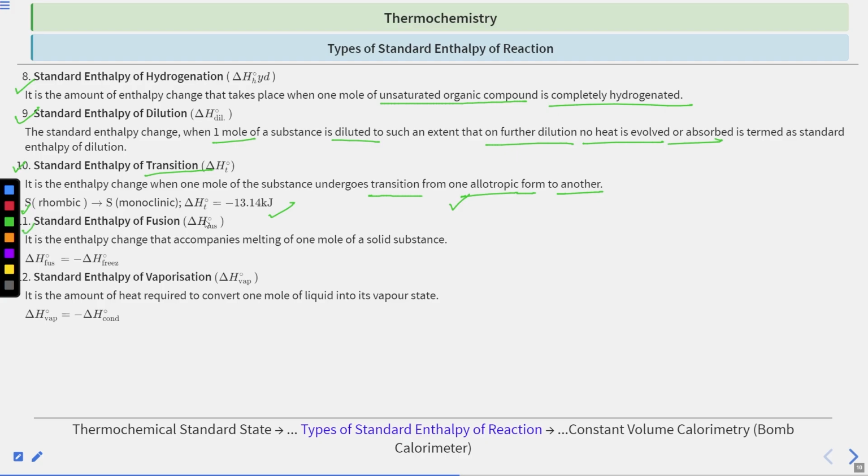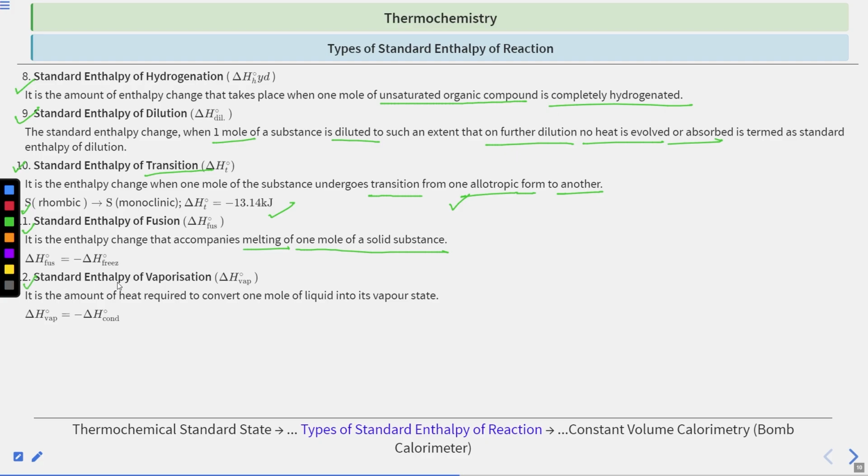11th is standard enthalpy of fusion. So del H naught of fusion is the enthalpy change that accompanies melting of 1 mole of a solid substance. So when 1 mole of a solid substance melts, the standard enthalpy of fusion is used. So we can say that the standard enthalpy of fusion is equal to the standard enthalpy of freezing with a negative sign. Okay, because it is the opposite process.